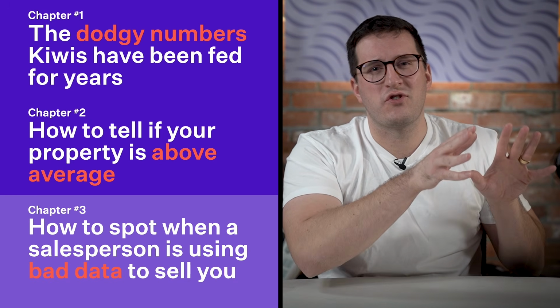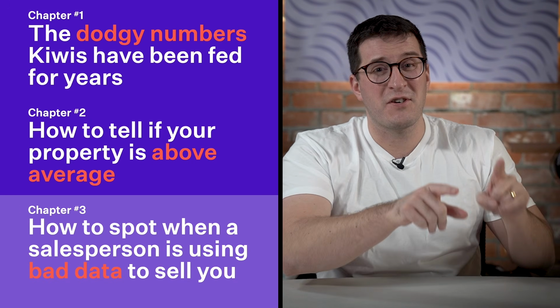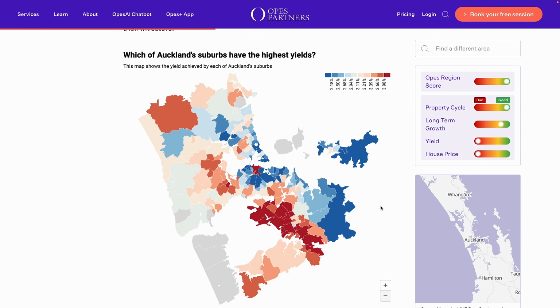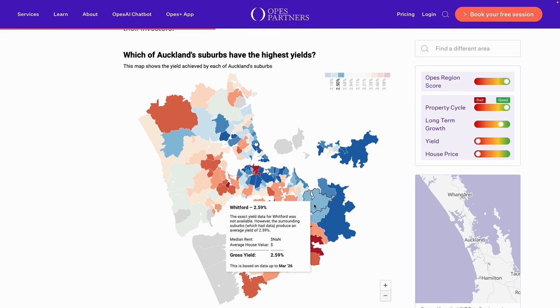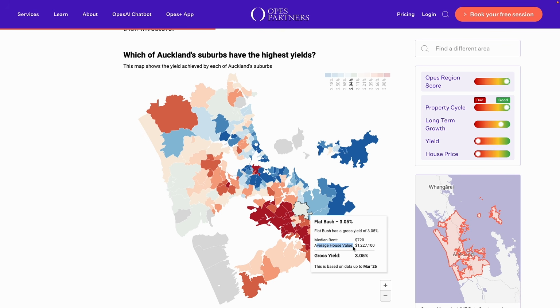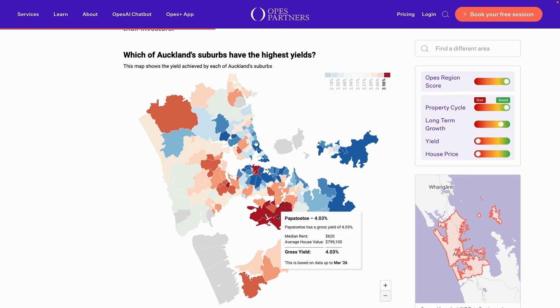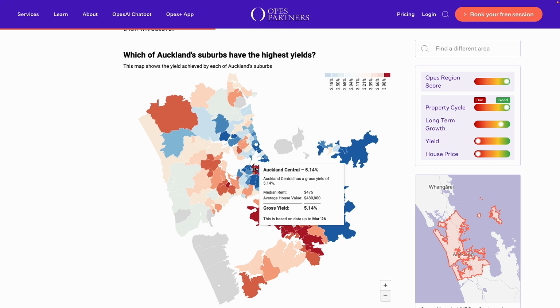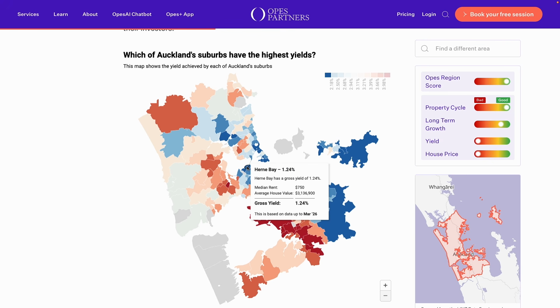But if this data is so trash, why do I publish those numbers I just told you not to trust on my own website? Well, it's because it's really easy to calculate, and it still can be useful when you're comparing suburbs. So for instance, if you look at this map of Auckland, you can see the average rental yield for every suburb, and this is just based on the median rent and the average house price in that suburb, just like the way I told you about before. Now, you can easily see here that it's more likely that you'll find a high yield property in Mangere Bridge rather than in Herne Bay, which is the most expensive suburb in the country.